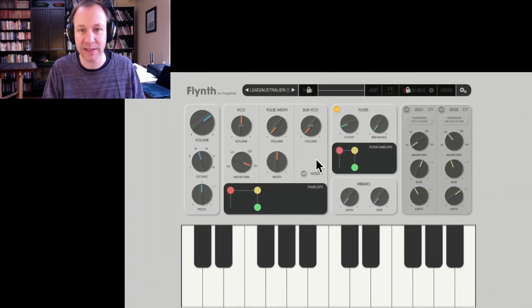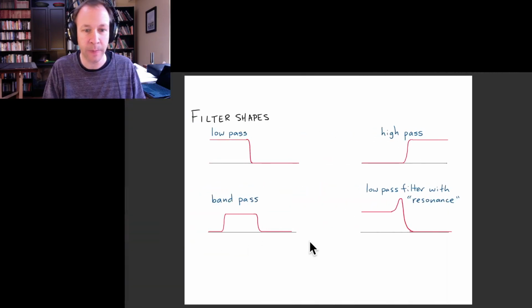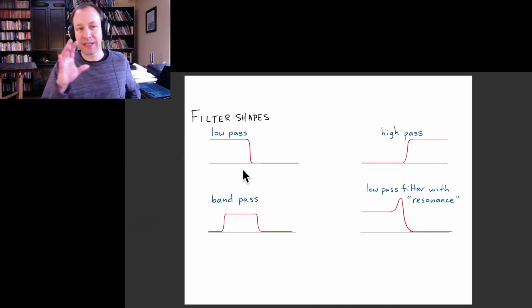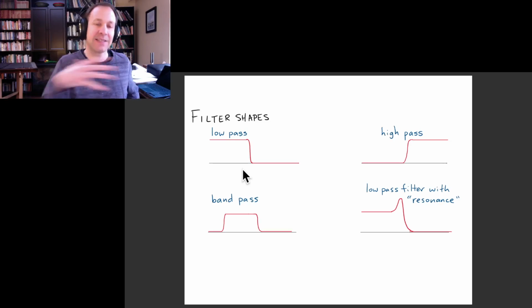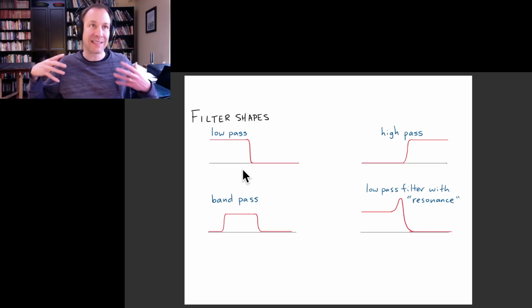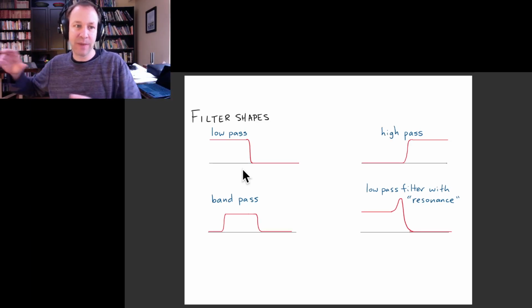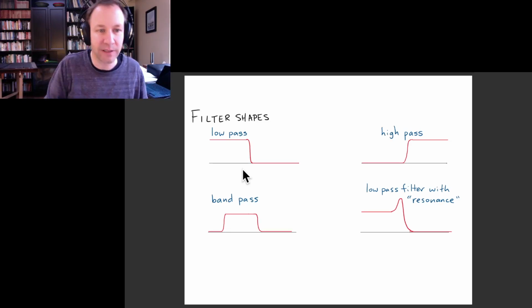In this synthesizer, we pretty much just have one choice, or actually two choices, two parameters that we can control. So that would be the most common kind of filter, the one that I showed in the last slide, the one we used in that synthesizer. It lets through the low frequencies, so it lets them pass, and it doesn't let the high frequencies pass. So it's a low pass filter.